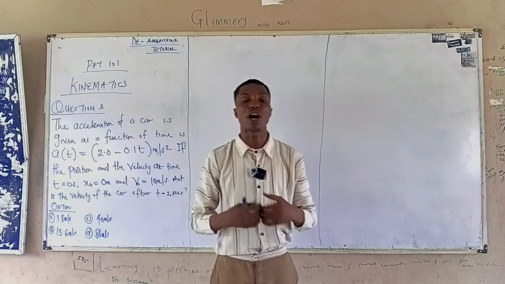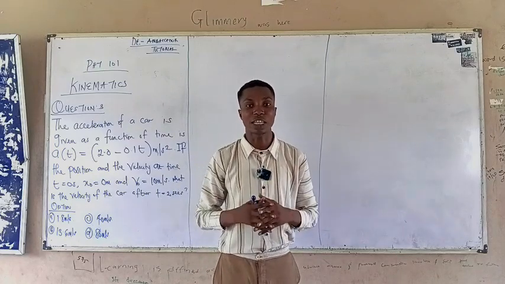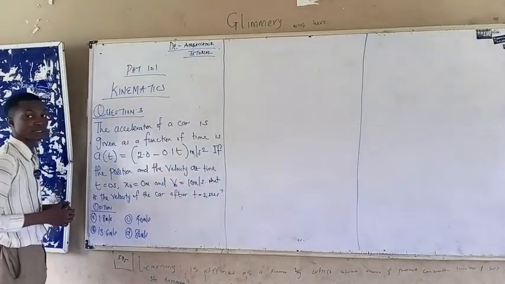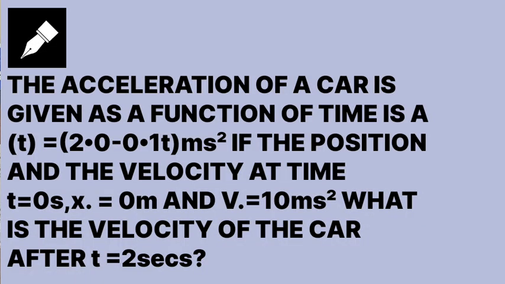So in this class, I'm going to solve another question on kinematics to help our understanding of this topic. Going to the board, we have question 3 on kinematics, which says that the acceleration of a car, as a function of time, is a(t) = (2.0 - 0.1t) meter per second squared. If the position and the velocity at time t equals 0 seconds, our position, which is s naught, equals 0 meter, and our velocity, which is v naught, equals 10 meter per second.